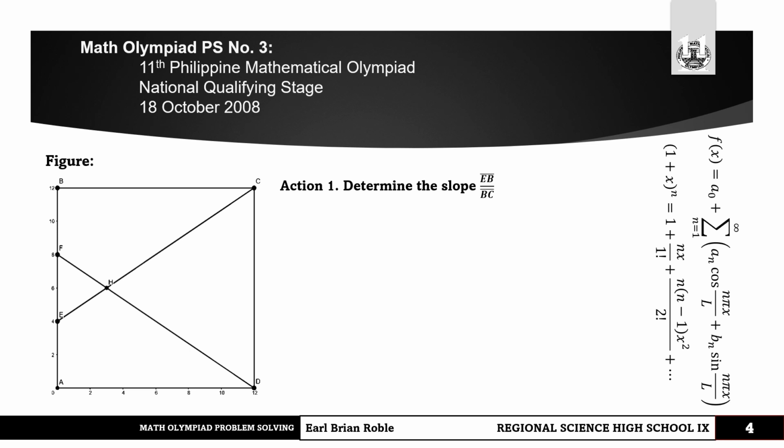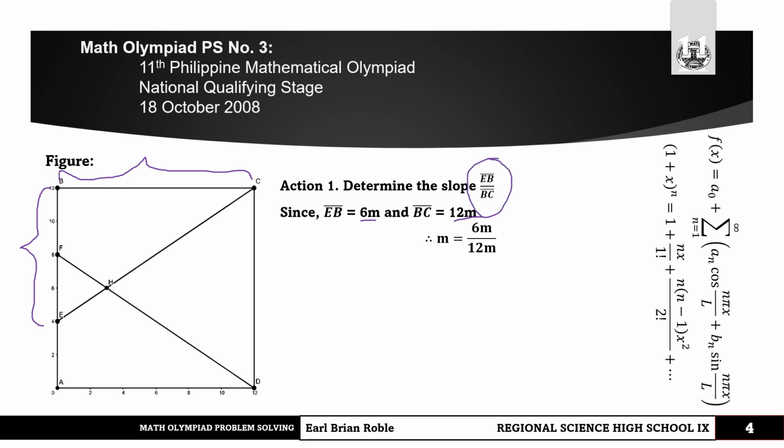So we're talking of this portion and this portion. So we are to divide this one by this one. So that gives us 6 meters and 12 meters. So by substituting this given to this one, we will have m, or the slope as we denote it in mathematics.